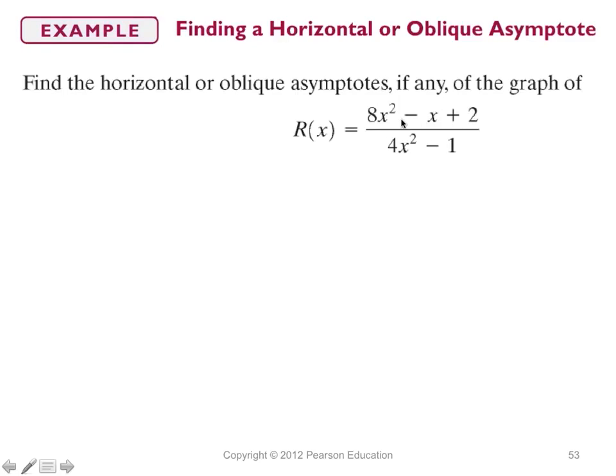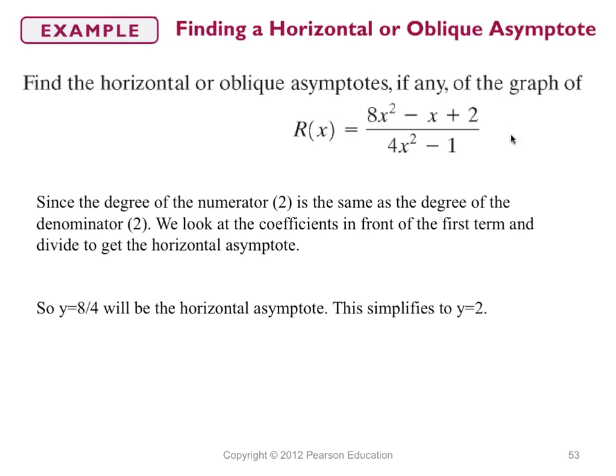Now if we look at this one, we have r of x equals 8x squared minus x plus 2 over 4x squared minus 1. You should note for this one that the degree of the numerator and the degree of the denominator are actually both the same. The degrees are both 2. So all we have to do is look at these coefficients. So we're going to end up with y equals something as our horizontal asymptote. And all we have to do is take the coefficient of our numerator, which is 8, and divide it by the coefficient of the denominator. These are both on the leading terms, okay?